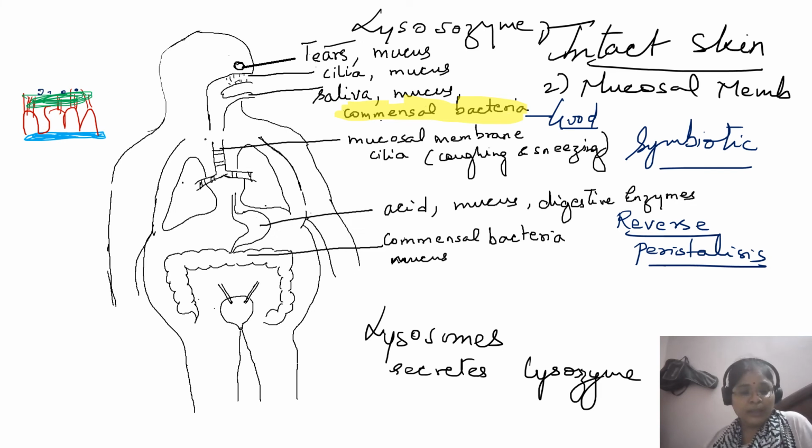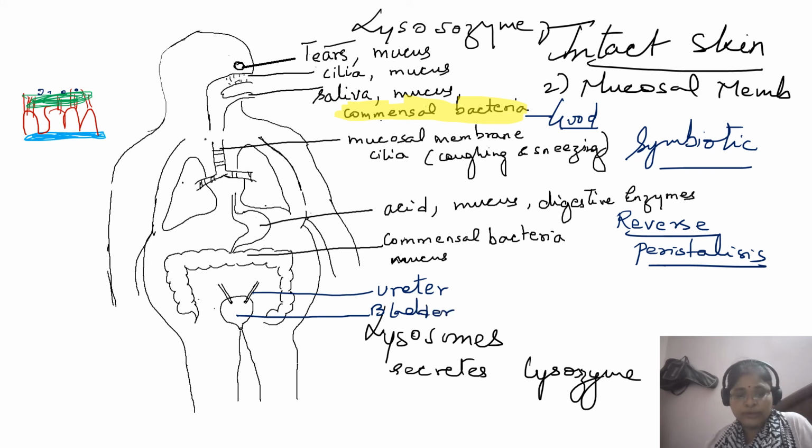And then the third area, this is your urogenital tract. If you remember, this also has a mucosal lining, which protects you, an intact mucosal lining. And you see, this is your ureter, which is bringing fluid, urine, from your kidney. And this is your bladder.